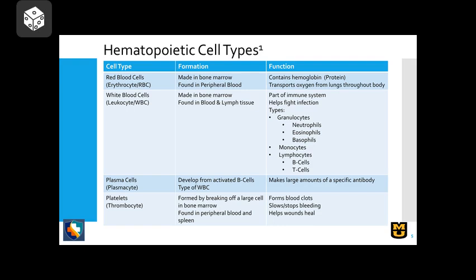Platelets, or thrombocytes, are formed by breaking off a large cell in the bone marrow and are found in the peripheral blood and spleen. These form blood clots, slow and stop bleeding, and help wounds heal.